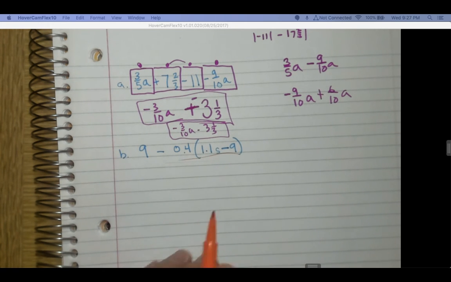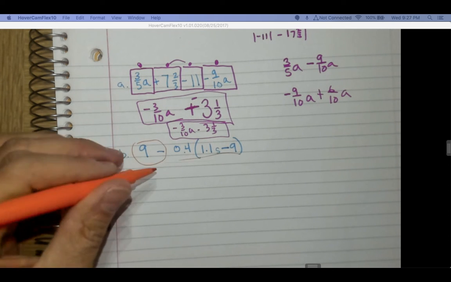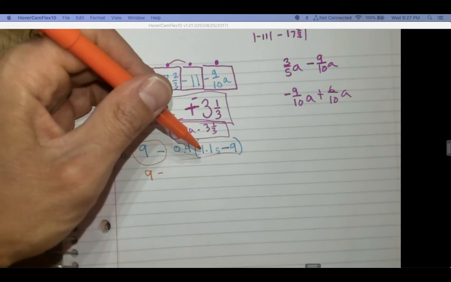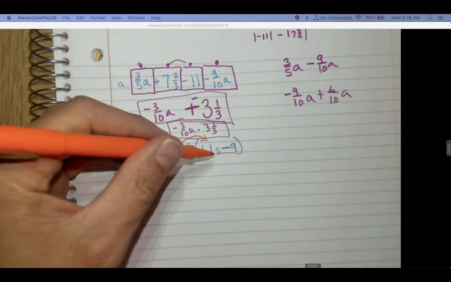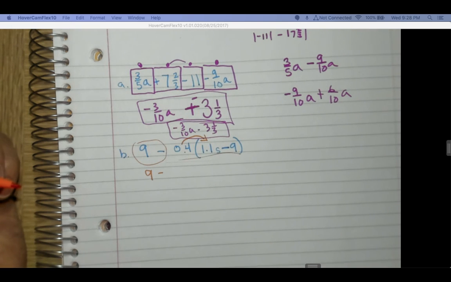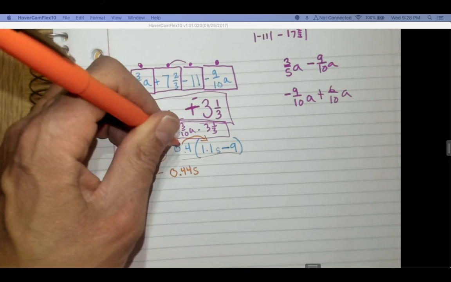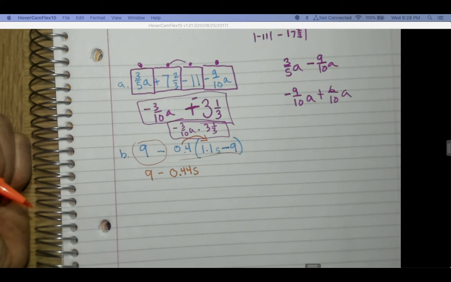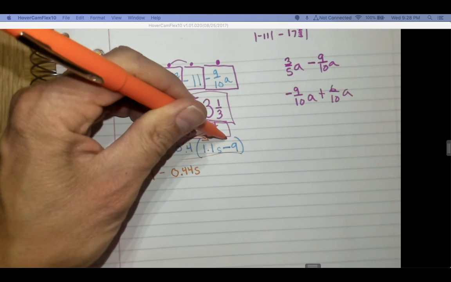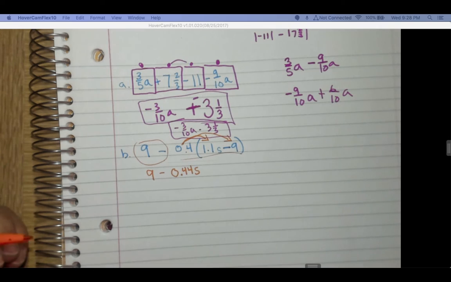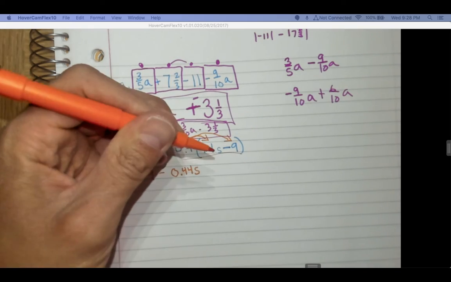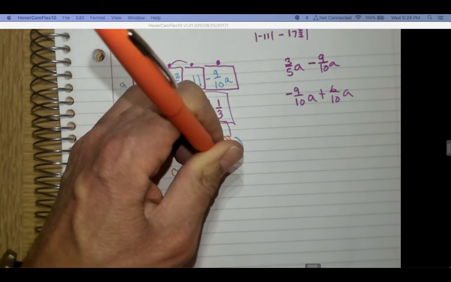So I am going to, this will stay the same. So I'll have 9 minus, then I'm going to take 4/10 times 1.1 times S, and I would take 0.4 times 1.1, and that's going to be 44 hundredths times S. Then I'm going to take 4/10 times 9, and that will be minus 3.6.